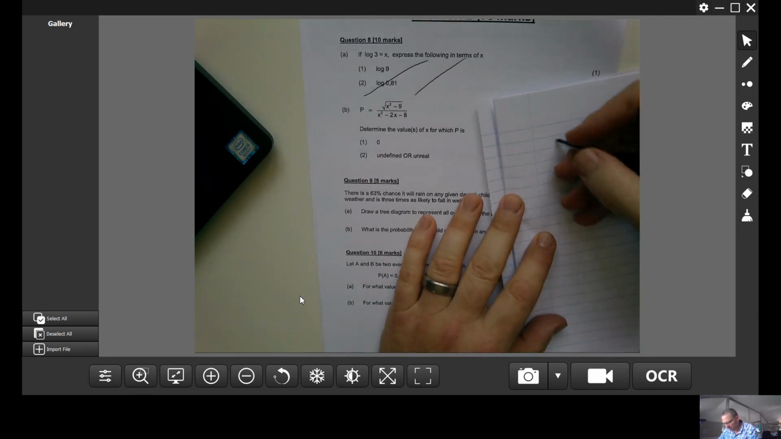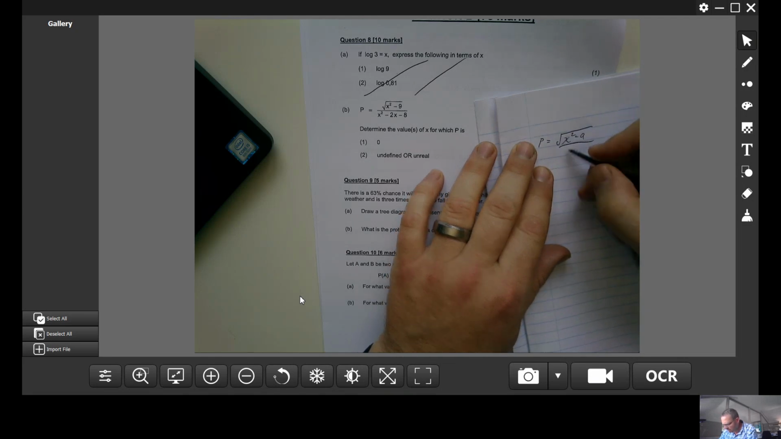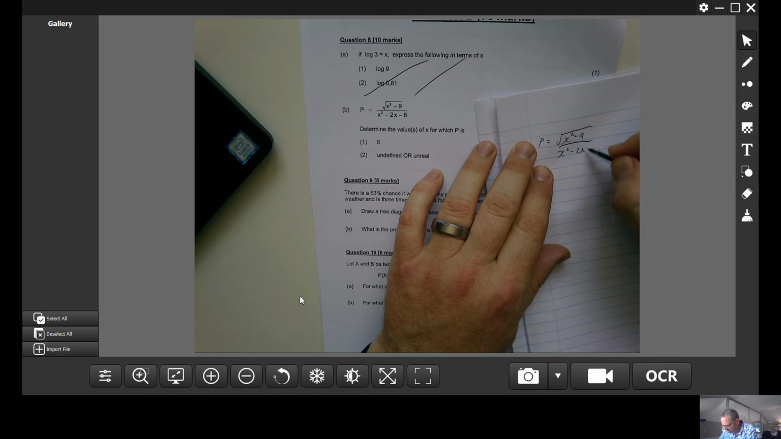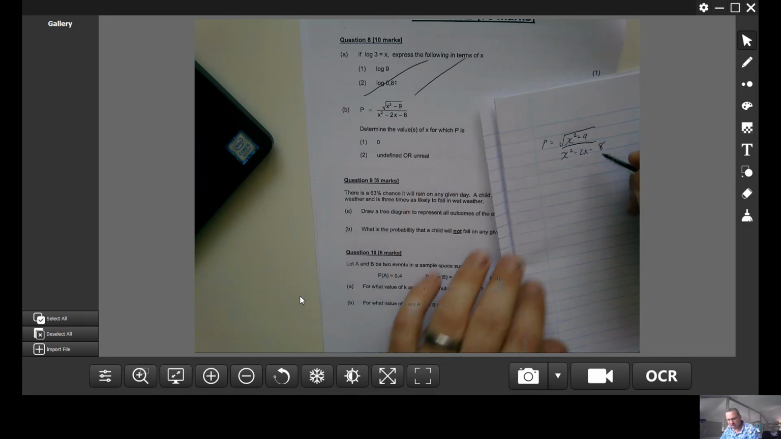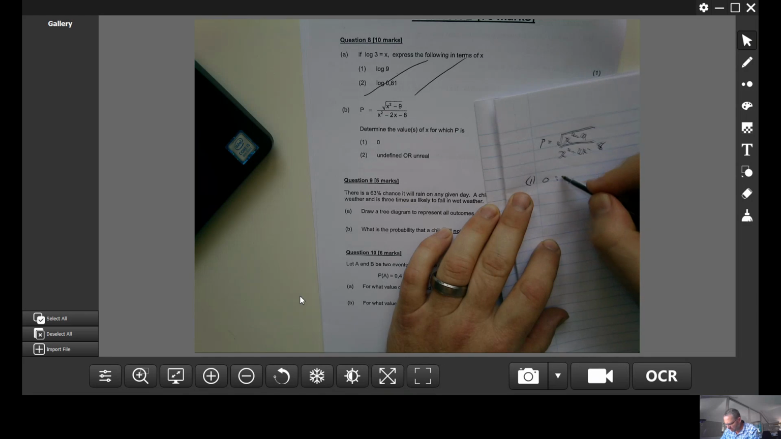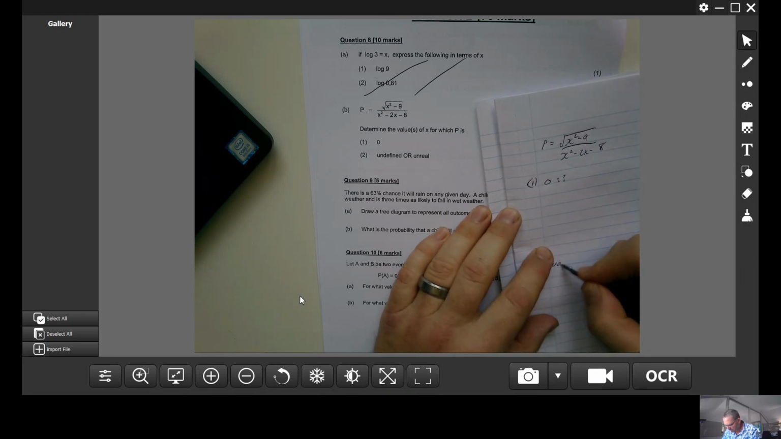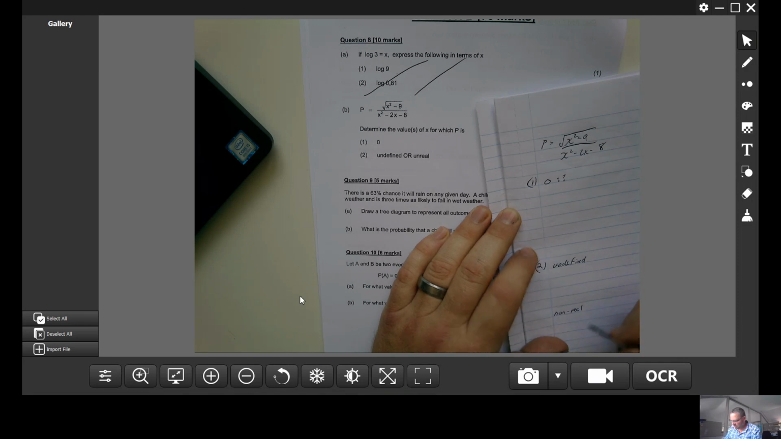p of x is equal to the square root of x squared minus 9 over x squared minus 2x minus 8. And the first question is, where is this equal to 0? The next one is, where is it undefined? And where is it unreal? I prefer non-real to unreal, but same thing. Those are all the questions we got asked with regard to that.